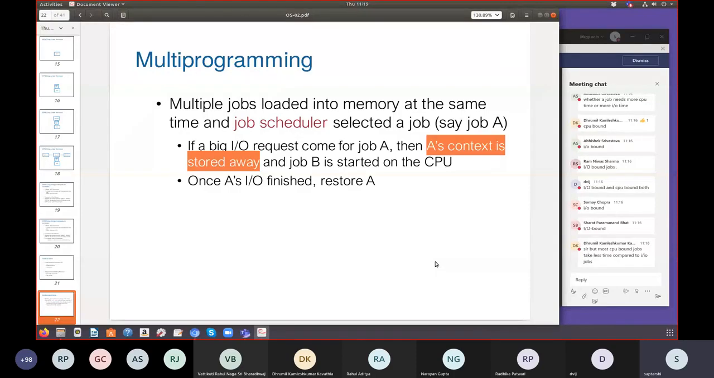Right, so that is what happens. If a big IO request comes from job A, A's context is stored and another job B is started. Once A's IO is finished, the CPU comes to know. That happens because, say, the IO processor will give some indication to the CPU. So once A's IO is finished, at some point A will be restored. So this is multi-programming. As you understand, spooling is a special case of multi-programming, so we are essentially discussing the same concept.